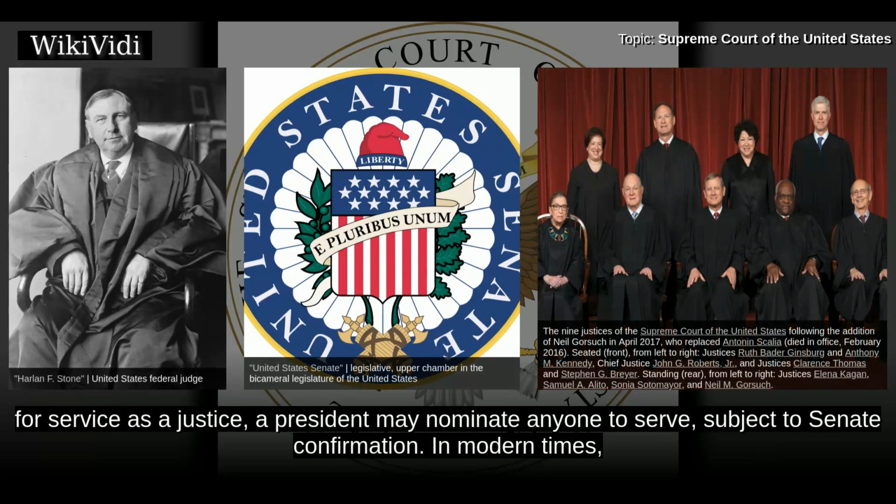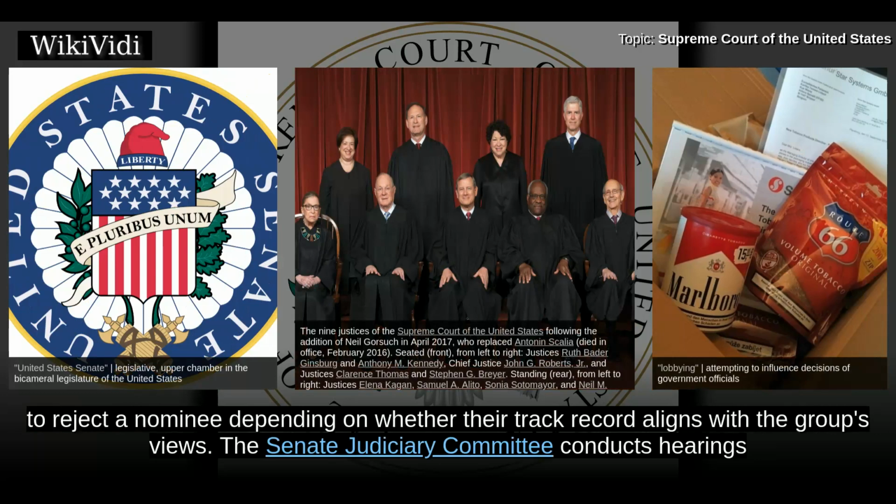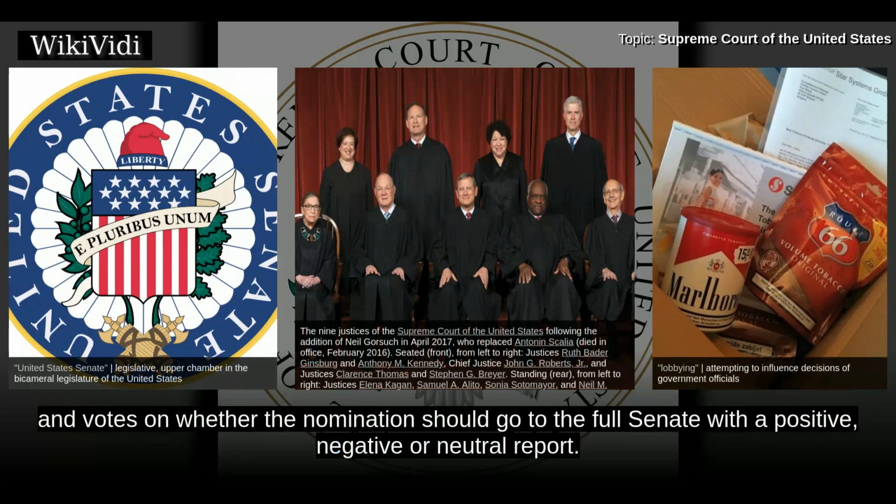In modern times, the confirmation process has attracted considerable attention from the press and advocacy groups, which lobby senators to confirm or to reject a nominee depending on whether their track record aligns with the group's views. The Senate Judiciary Committee conducts hearings and votes on whether the nomination should go to the full Senate with a positive, negative or neutral report.